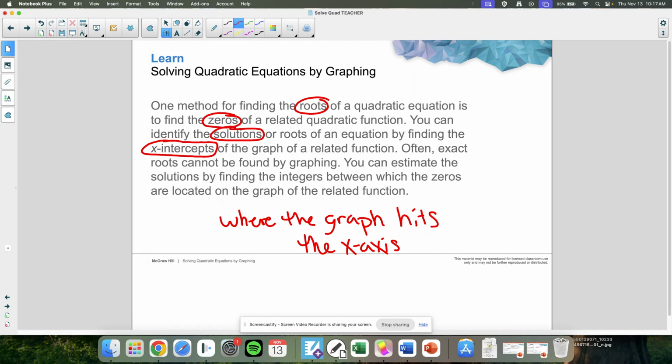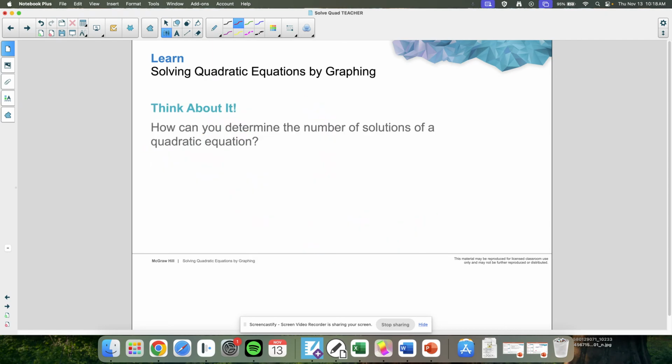So when you are asked to solve something, you're technically finding where it hits the x-axis. There's lots of different ways you can solve things. Graphing is one method. If you're doing it graphically, you just look to see where it hits the x-axis. But all of those words, the roots, the zeros, the solutions, the x-intercepts, all just mean where does this graph hit the x-axis. This slide right here, we're going to come back to.